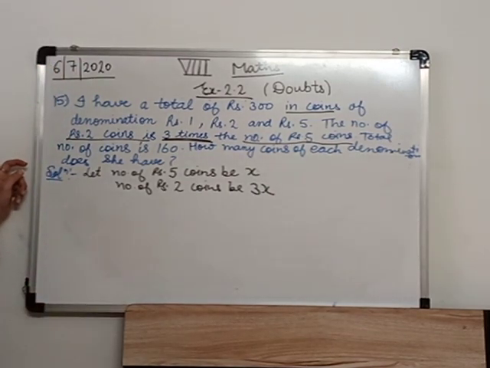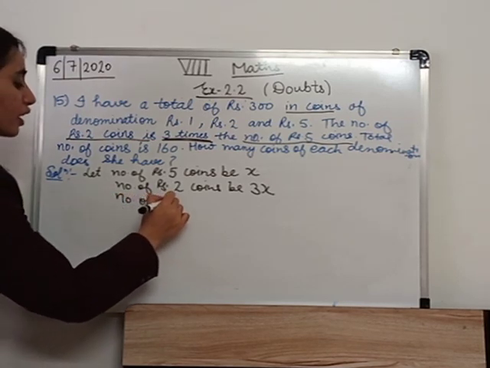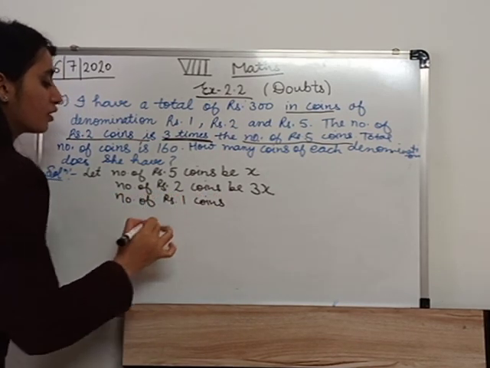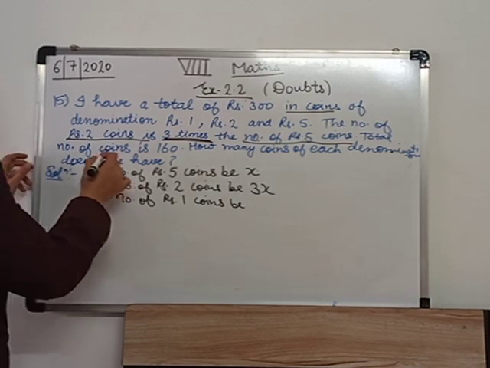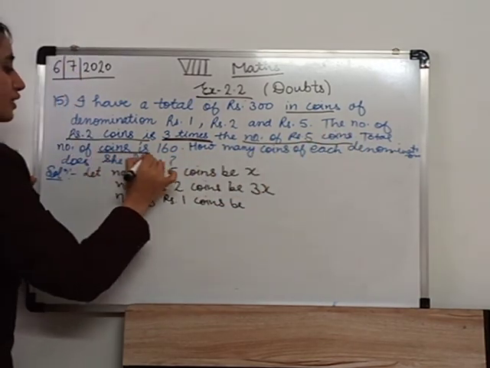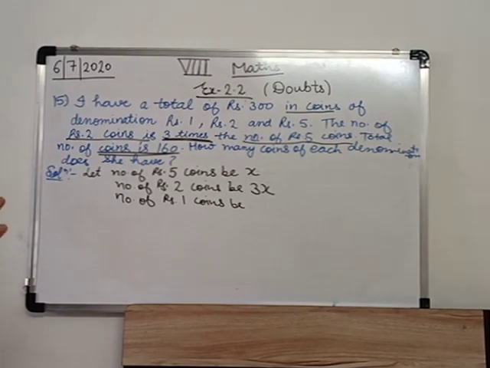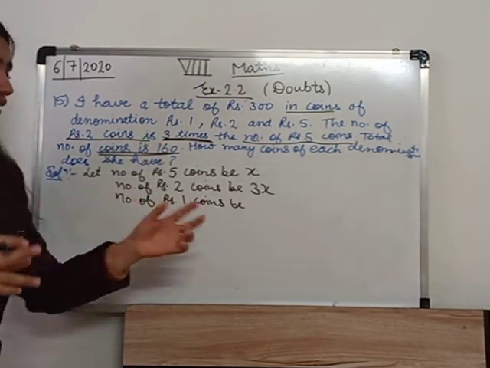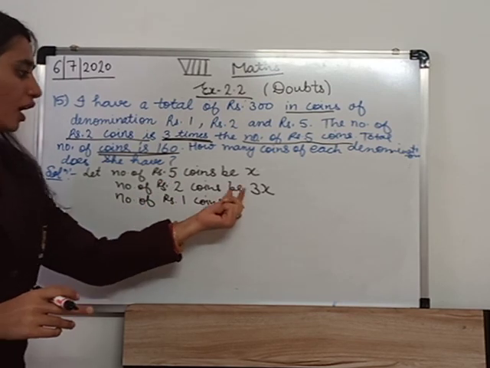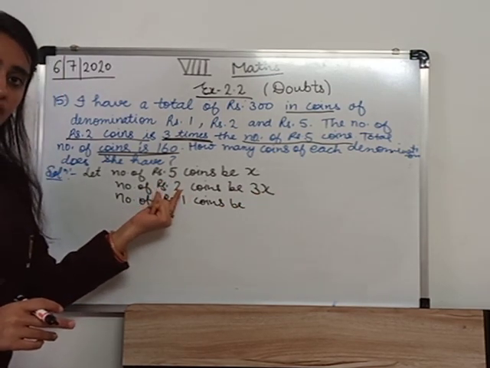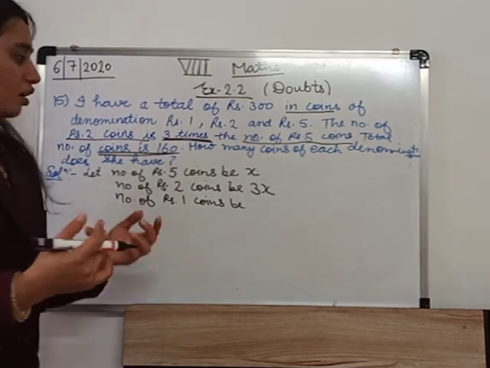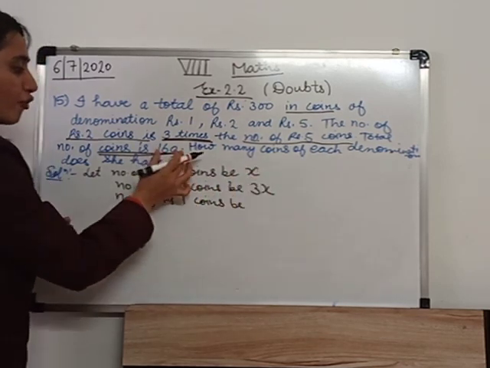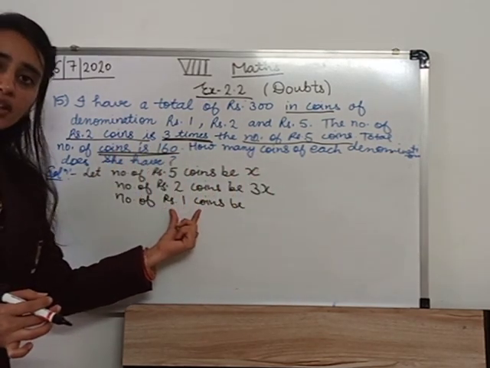Okay, understood? Now what is the number of rupees 1 coins? Means how many coins of rupees 1 we have. So see, total number of coins is 160. Out of 160, x coins are of rupees 5, 3x coins are of rupees 2 and remaining coins are of rupees 1. How can we find the remaining? Means after subtracting these two from the total, we get the number of rupees 1 coins.